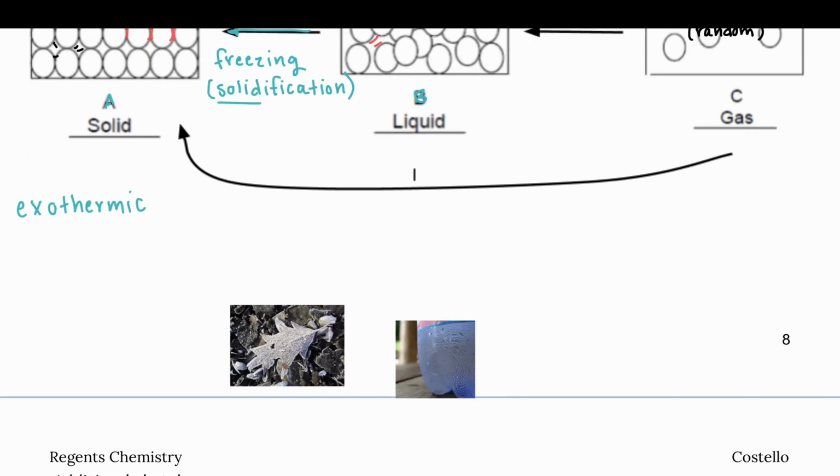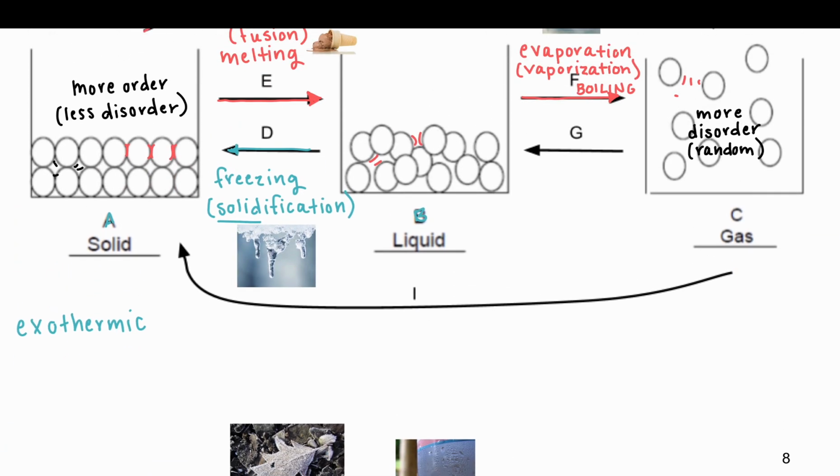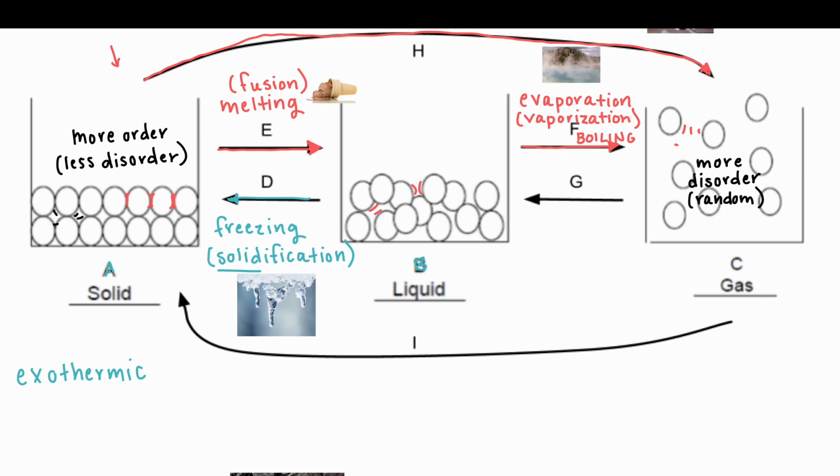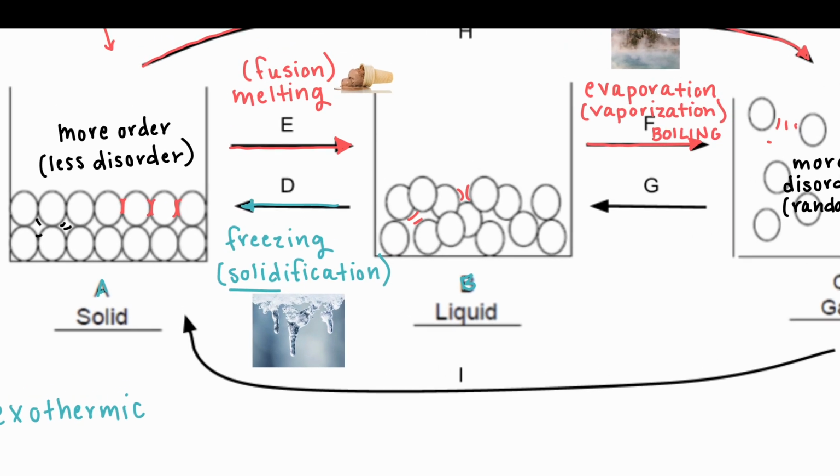Now the example I got is icicles. Okay, so water can drip down. Sometimes they are like hanging from your house. Water is going to drip down, and because of those really cold temperatures, that water that's dripping is going to form an icicle. Okay, it's going to solidify into an icicle.